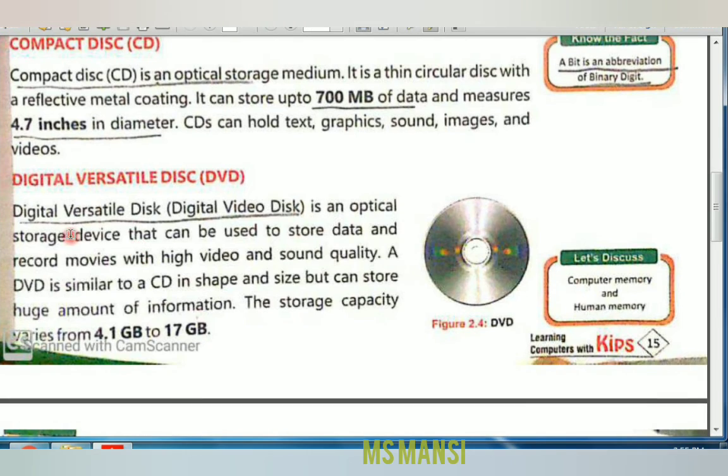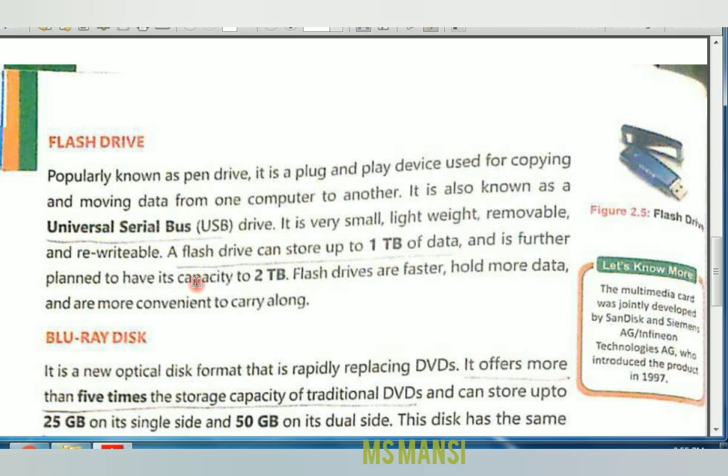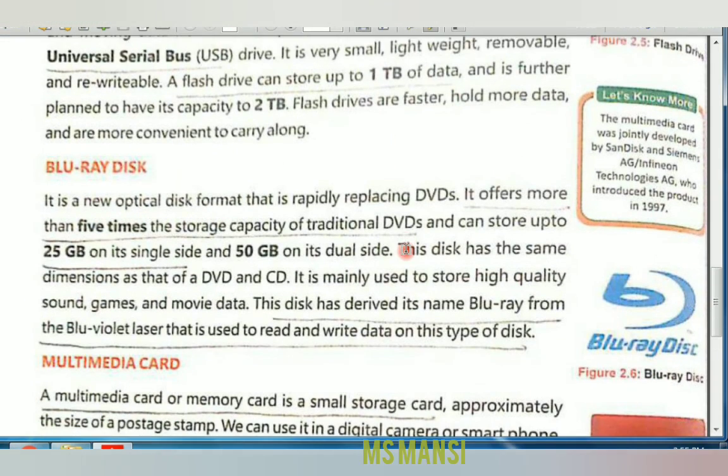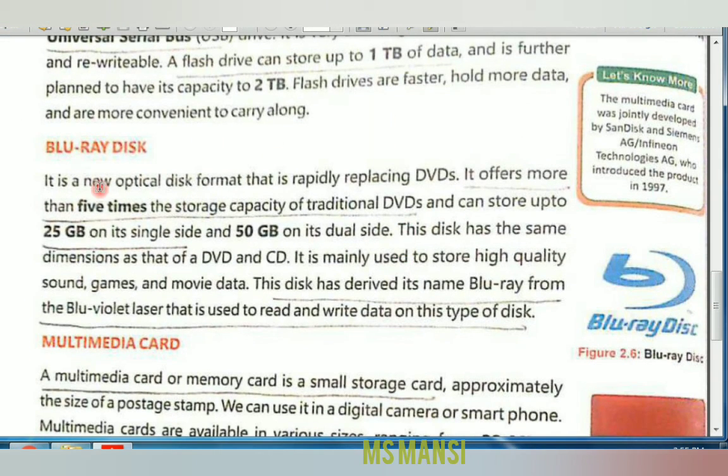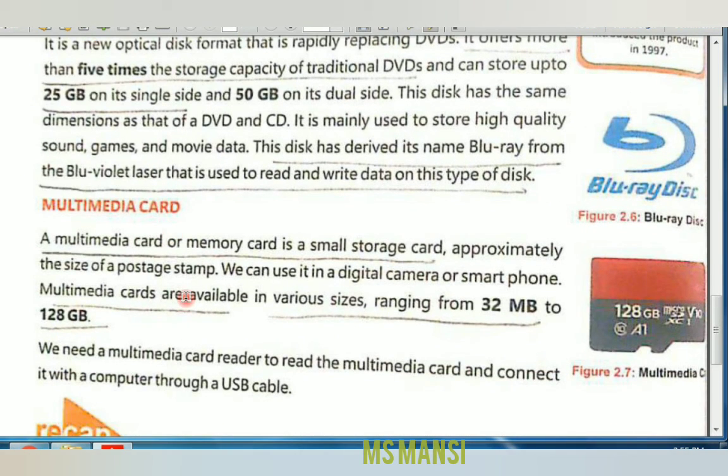Next is DVD. DVD can store more than CD, and it can store up to 4.1 GB to 17 GB. Next is flash drive. Flash drive is known as pen drive, and it can store 1 TB of data. Next is Blu-ray disc. Blu-ray disc stores 25 GB to 50 GB of data, and multimedia card stores 32 MB to 128 GB.